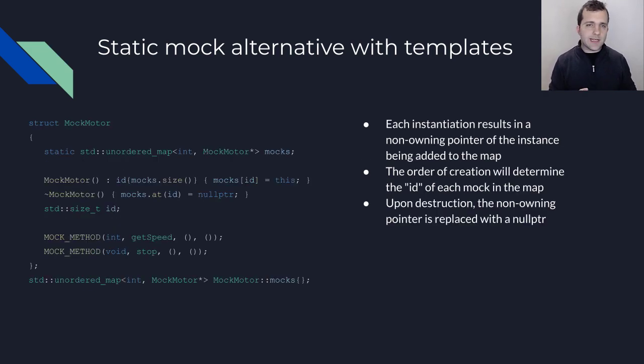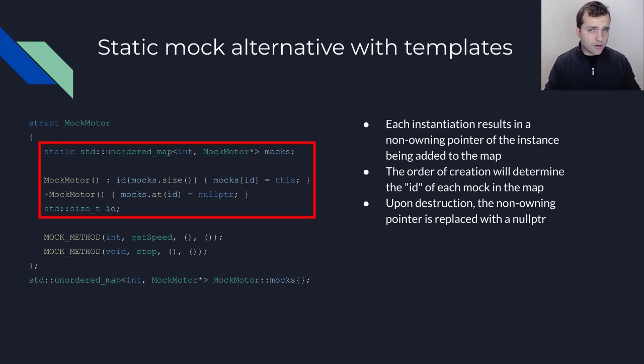MockMotor is a bit more complex now. The mocked methods are here again, however, we also maintain non-owning pointers to all instances. The order of creation determines the identifier of its instance in the map or the vector you have them stored in. If you know when a dependency was instantiated, you can get hold of it. Upon destruction, the respective non-owning pointer will be set to null.